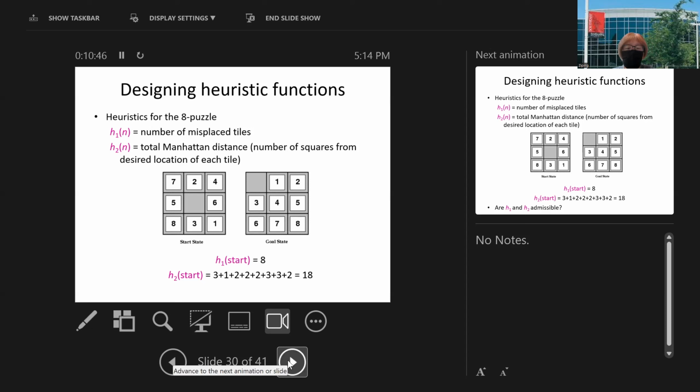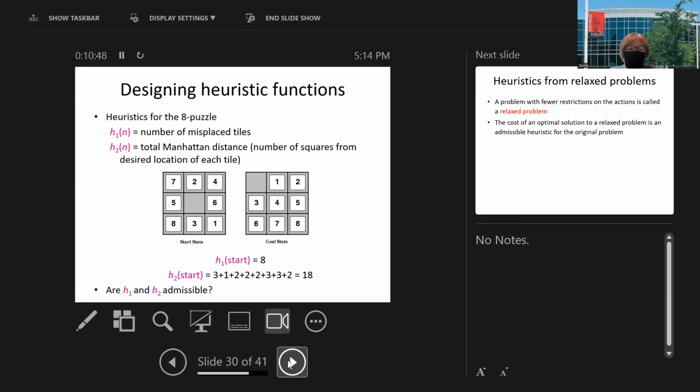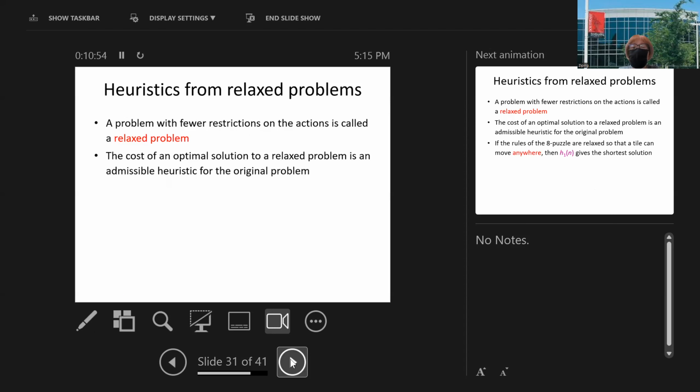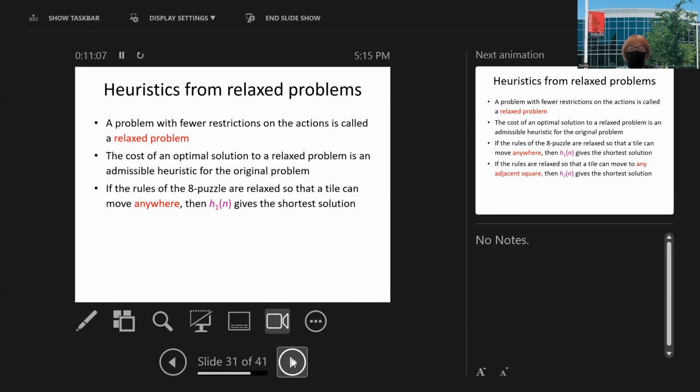So this is regarding the eight puzzle. Then it asks, are H1 and H2 admissible? Yes. And the heuristic says relaxed problems. So what is relaxed? It's a problem with fewer restrictions on the action. That's called a relaxed problem. Then the cost of an optimal solution to a relaxed problem is an admissible heuristic for the original problem.